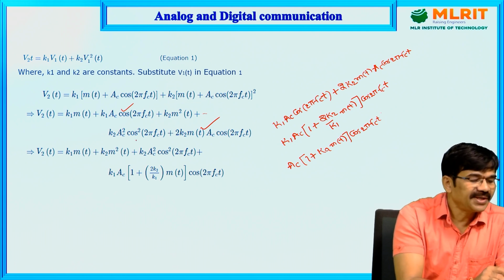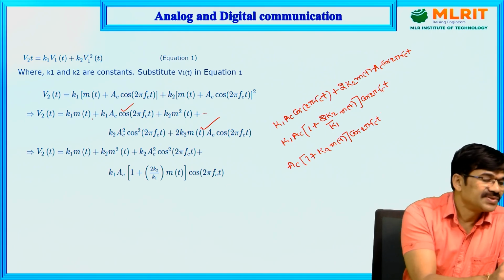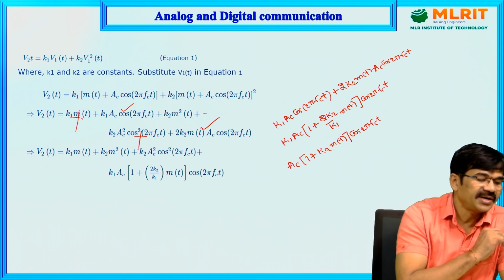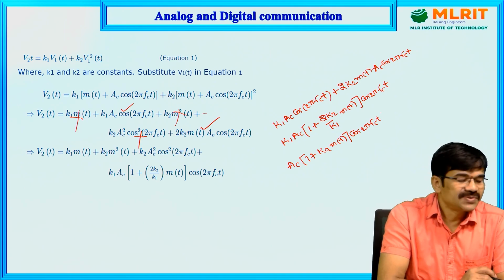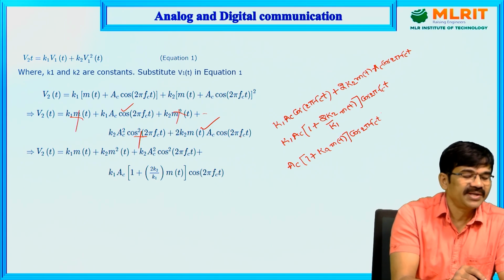So here directly we cannot transmit the high frequency component. This is cos square theta, which is nothing but 1 plus cos 2 theta by 2. 1 plus cos 2 theta by 2 is nothing but high frequency component. So carrier frequency multiplied with 2, that is very, very high frequency. So this high frequency component we are not at all transmitting. So K1 M of t not transmitting, and high frequency component we are not transmitting, and this nonlinear term we are not transmitting. So only the wanted components are K1 AC cos 2 pi FCT plus 2 K2 M of t AC cos 2 pi FCT.